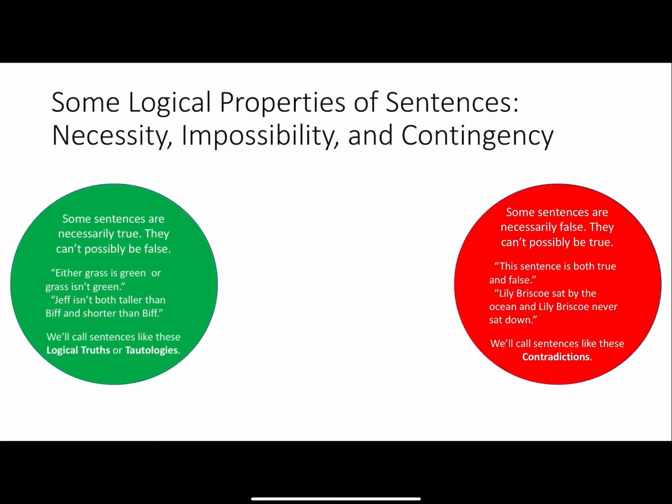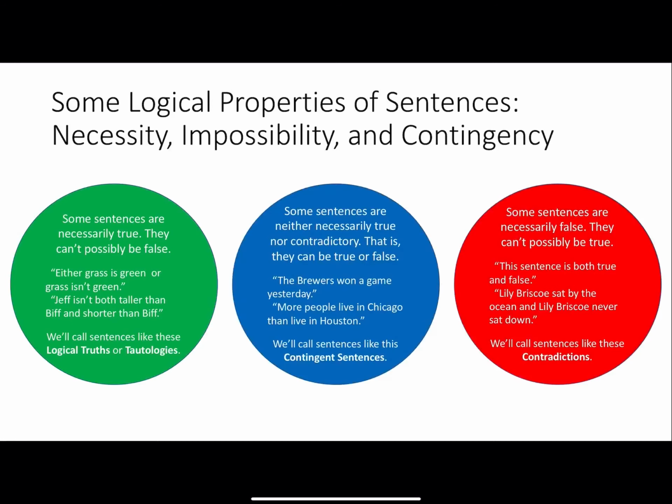Another example: Lily Briscoe sat by the ocean, and Lily Briscoe never sat down. If Lily Briscoe sat by the ocean, then she sat down at some point. So therefore, this sentence is necessarily false. It's an impossibility. We'll call sentences like these contradictions, typically, though we might also talk about them as being impossibilities.